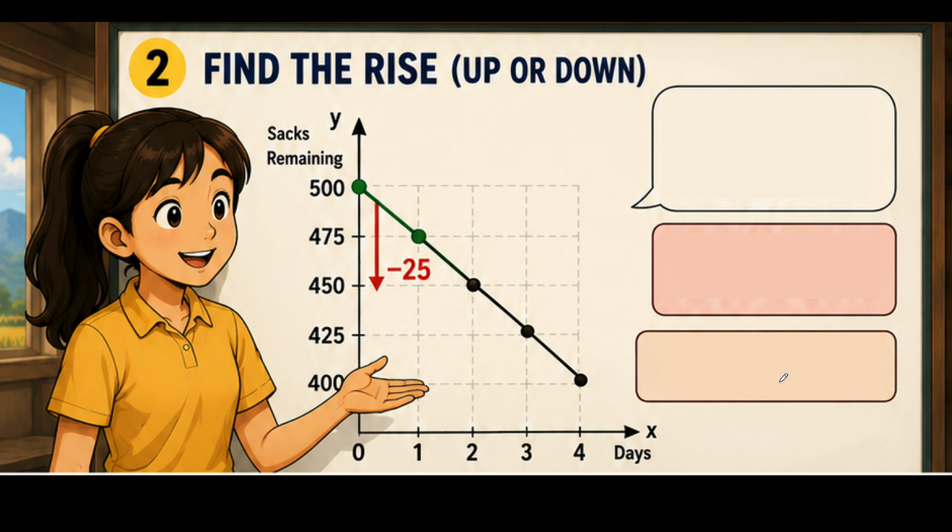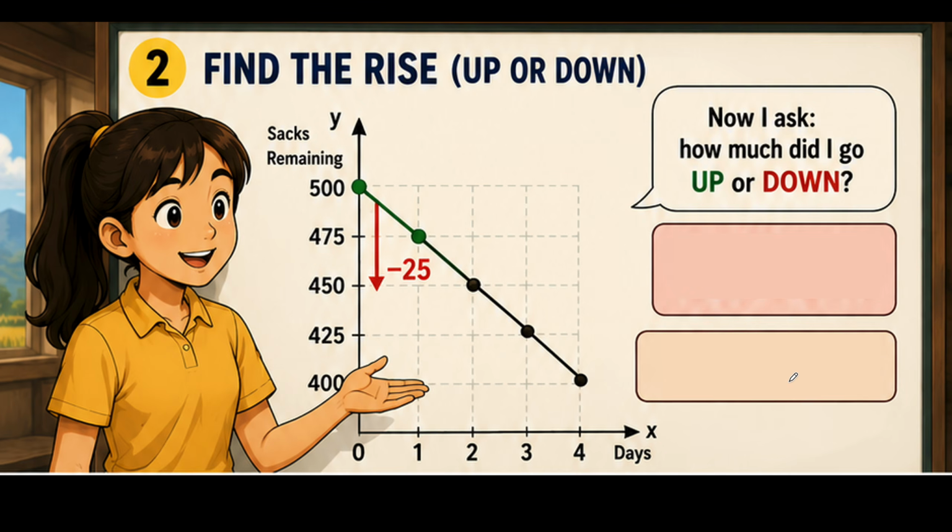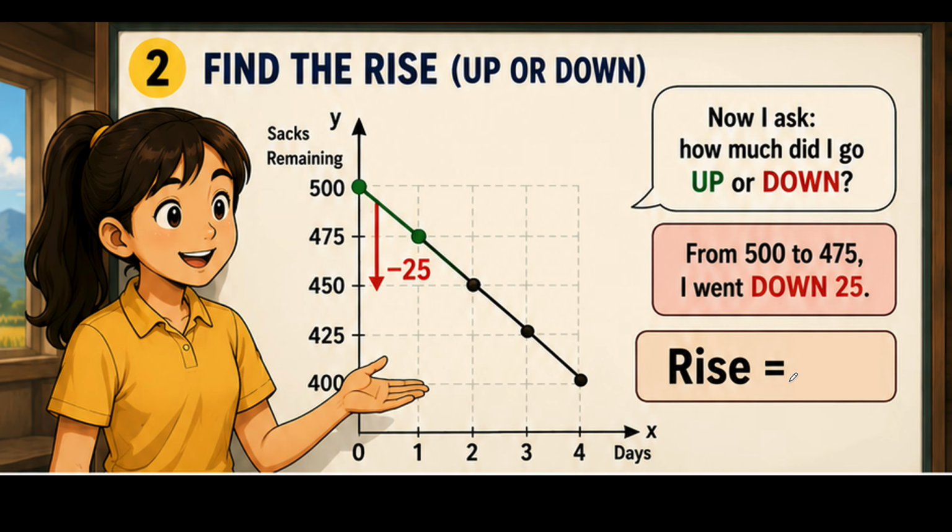So, we have to find the rise. The rise, by the way, can be up or down. And as you can see, how much did I go up or down? Nag-up nga ba or nag-down? In this case, nag-down siya. From 500 to 475, I went down 25. Okay? So the rise is equal to negative 25.